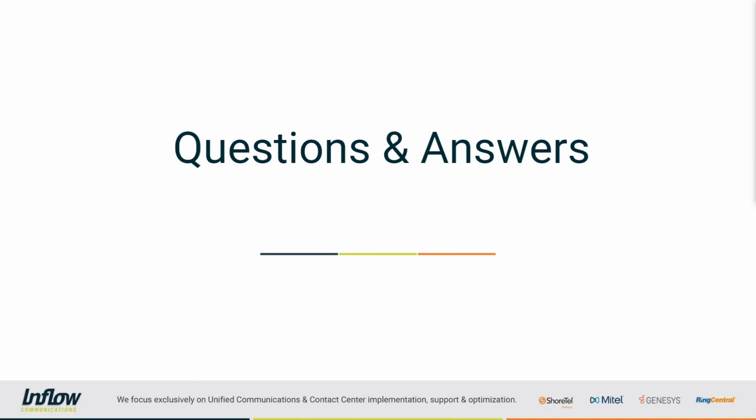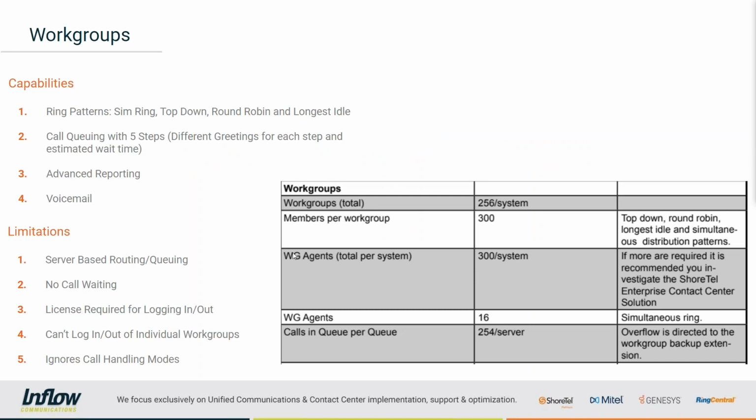The question here says, for workgroups, when you say 300 agents per system, does that mean per site, with each site with a DVS, or overall? So let me flip back a screen here. This is the workgroup agents total per system. So we can have 300 agents per system. That means if we have 10 servers that are hosting workgroups, between all 10 servers, we can only have 300 agents.